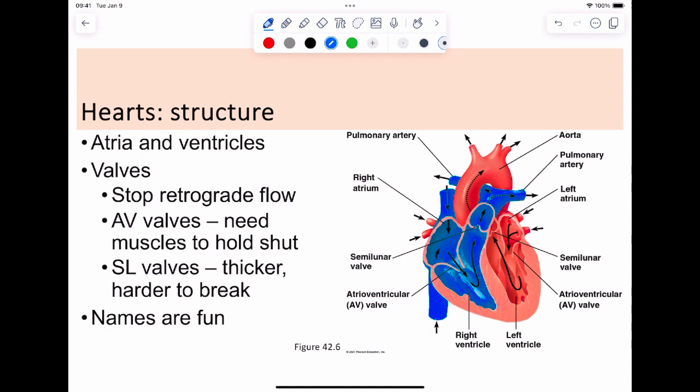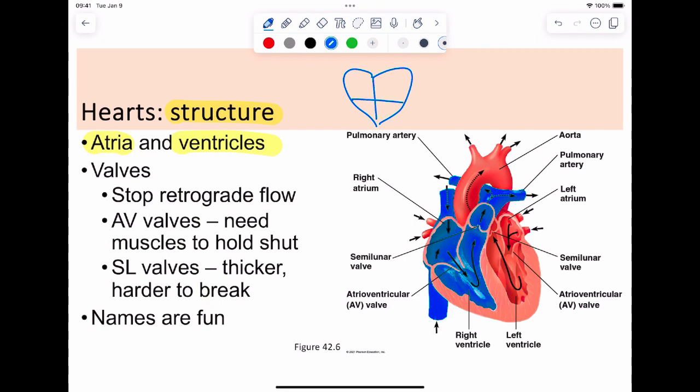So let's make the heart do its thing. Structure of your heart, it's really basic. You have atria, you have ventricles. How can you tell them apart? Because if you were to draw your heart like this, that's not what your heart looks like. It actually kind of sort of does. It's not this exaggerated, but it is pretty close.